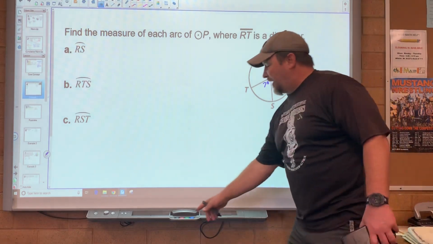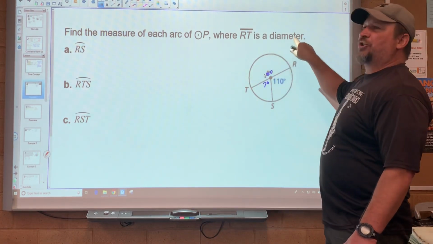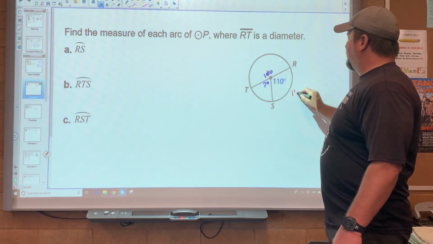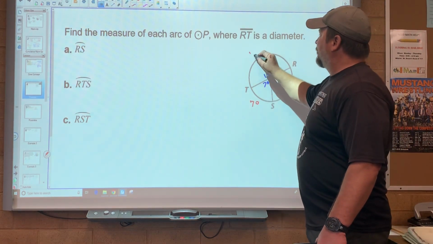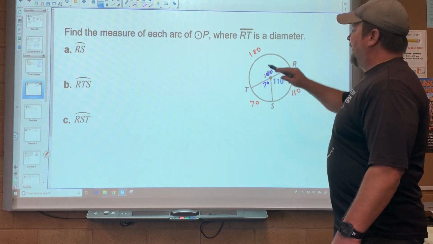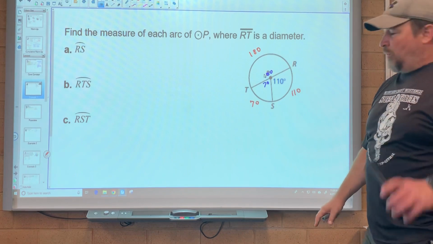Now I'm showing you what I mean by I just solved the picture. I found all the angles. Now I'm going to show you the arcs. This is 110. This is 70. And this one over here is 180. Now having that information, I can find anything I want over here. Watch.